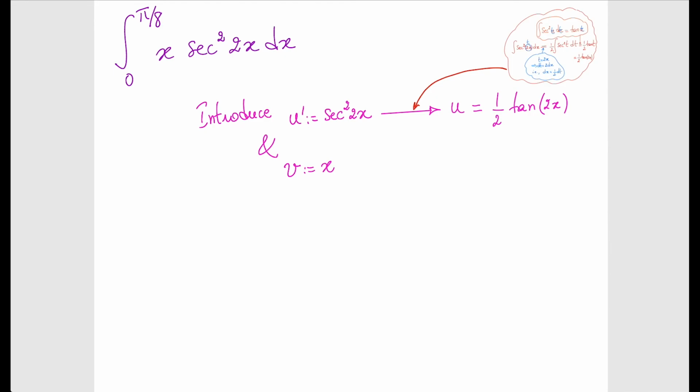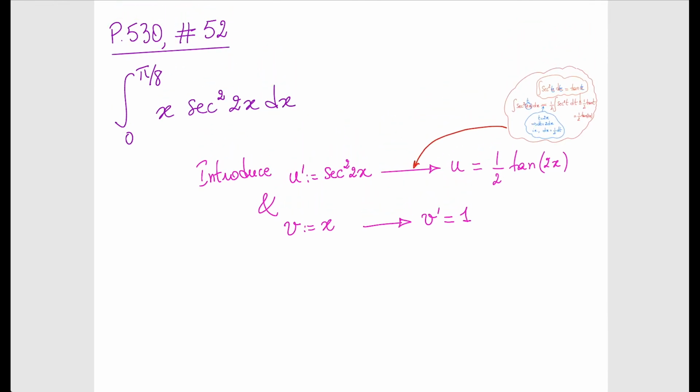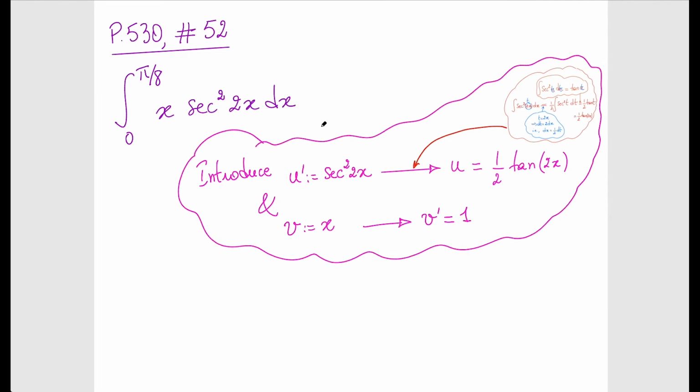Very good. And this is easy. So v prime is 1, right? Differentiate v, you get 1. Okay. So now all this package is going to be needed to transition from this to the new one. We're integrating by parts. So we get uv, so half x tangent 2x, right? This is the uv part.